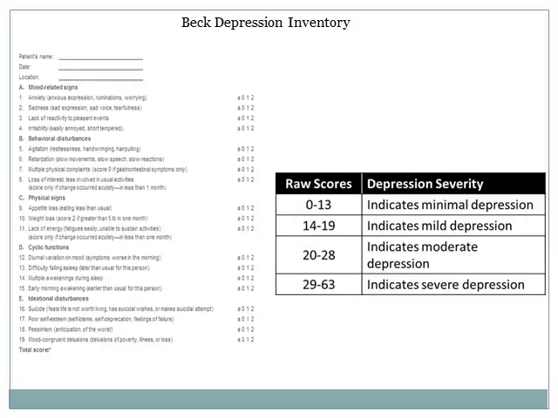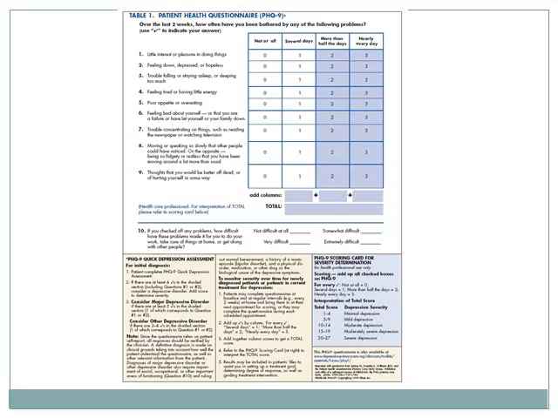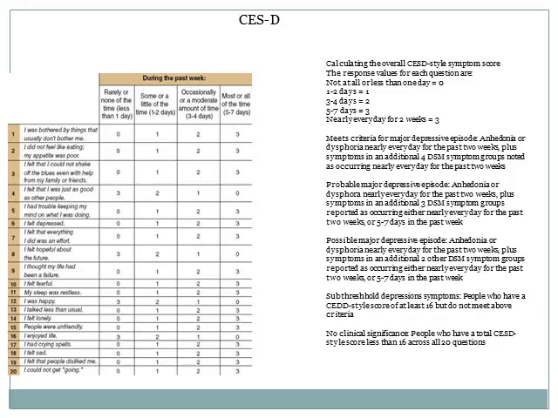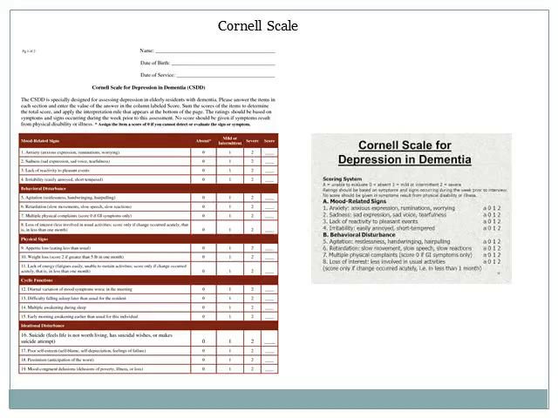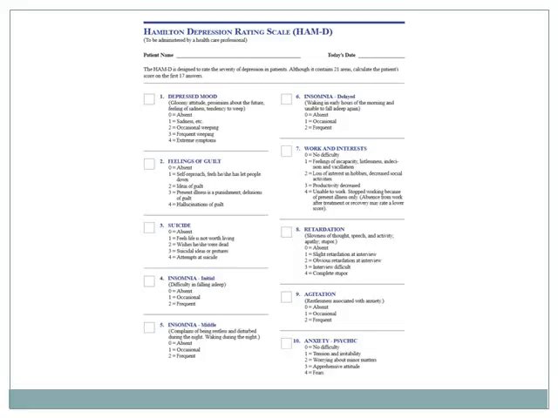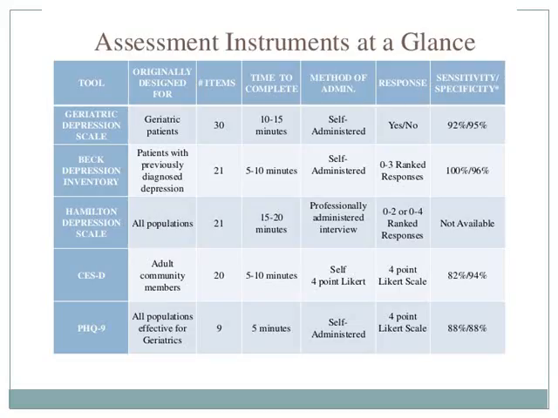And I put in here the actual forms that are related to this. That's the Beck Depression Inventory and the PHQ-9. The CES-D, GDS, and the Cornell Scale, Hamilton D. And then I threw this in at the end because I think this is a really great assessment instrument to use.